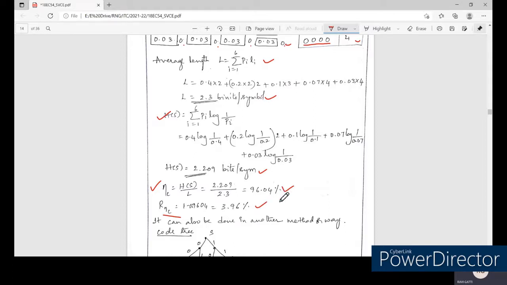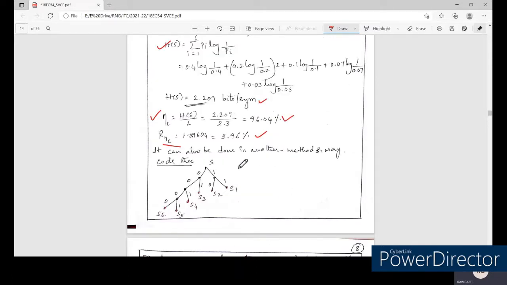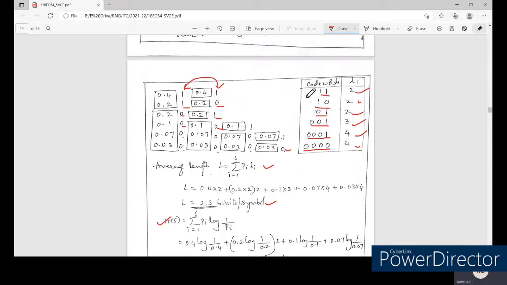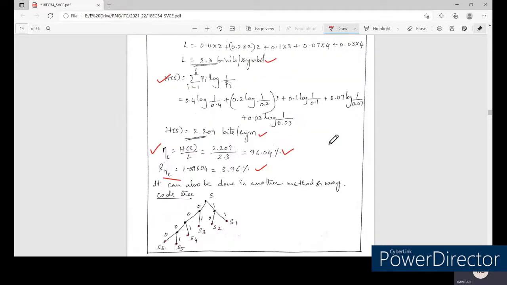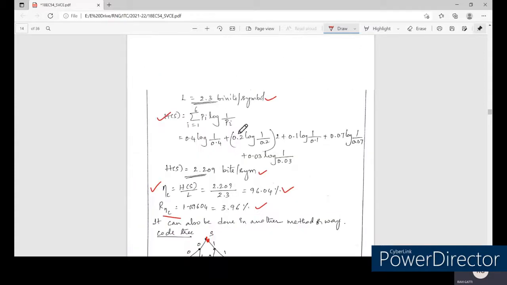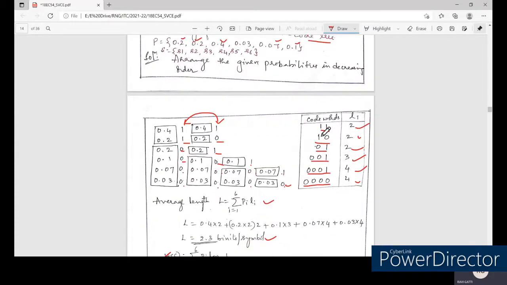One more thing they have asked is to find out the code tree for the given source symbols. So you are going to use these code words in order to find out the code tree. Always you will be assigning a root node. From this root node you will have two branches, one with respect to 0 and one more with respect to 1. There is no further division, so you cannot find the symbols yet, because a minimum of two symbols is required.